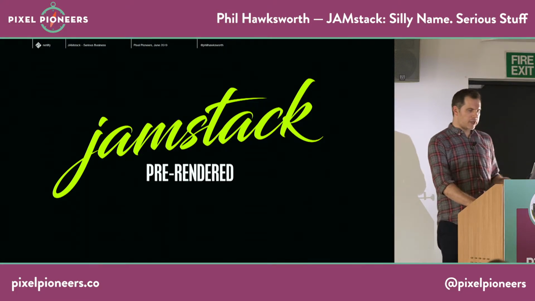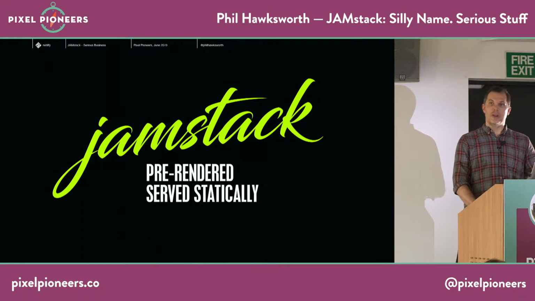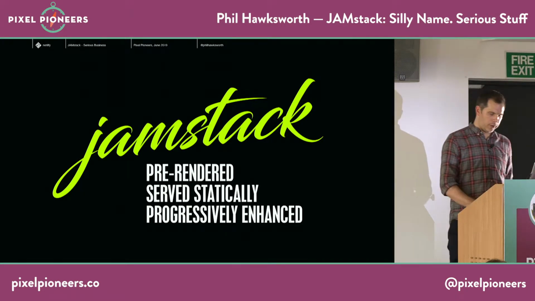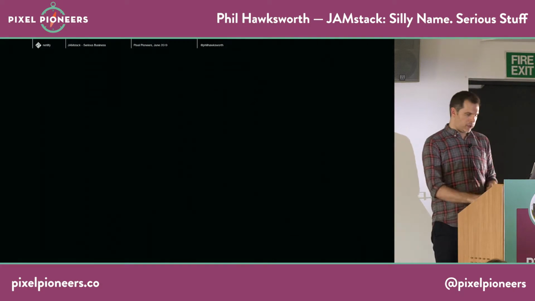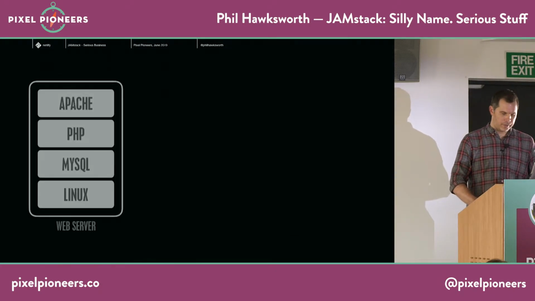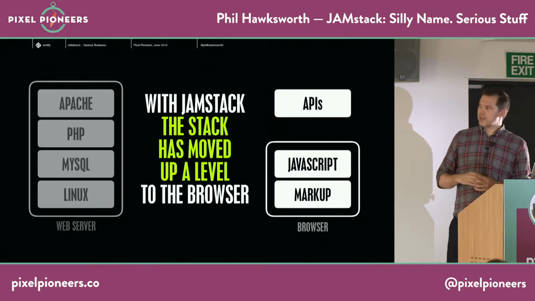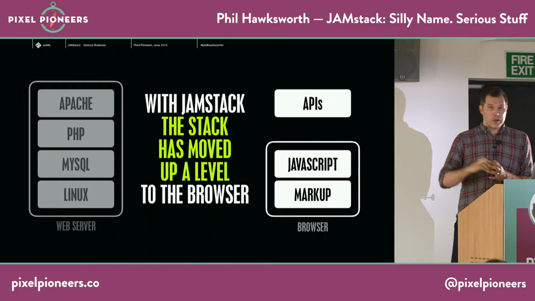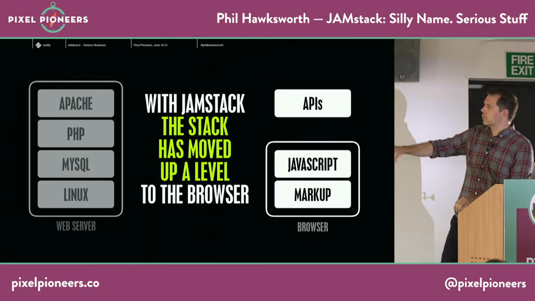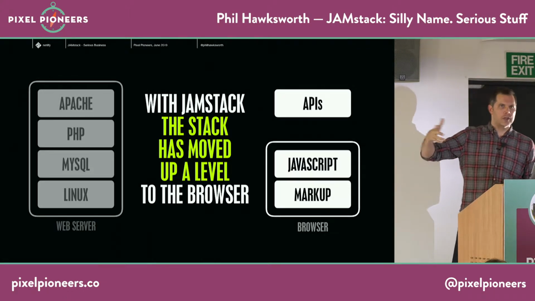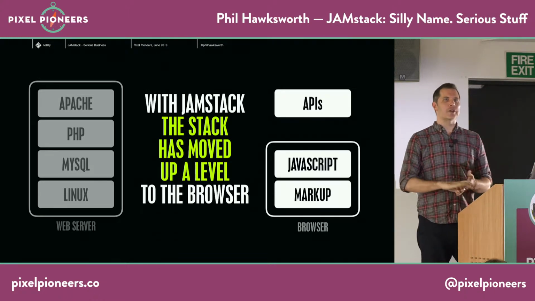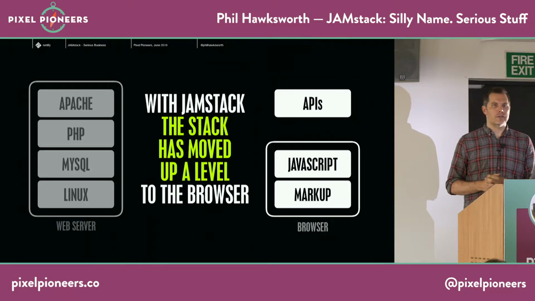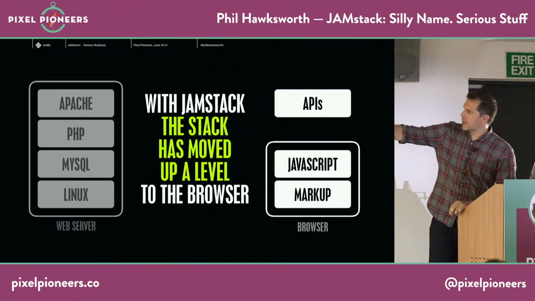So JAMstack is pre-rendered, it's served statically, and it's progressively enhanced. It means that we can progressively enhance in the browser with JavaScript should we need to. Doing this side-by-side comparison of the LAMP stack and the JAMstack, once again, we've moved the stack up a level, closer to the browser, closer to the user. Now, when we were building things with the LAMP stack, of course, that's not where it stopped. We were rendering HTML, outputting markup, potentially outputting JavaScript, and maybe even calling APIs in the front end. So in some ways, the LAMP stack was all of this.